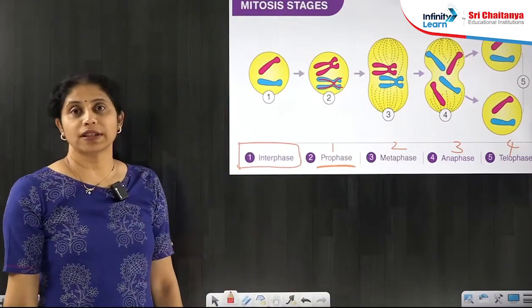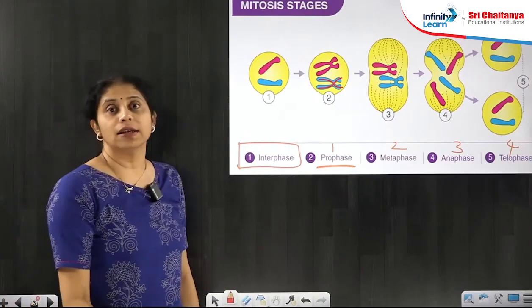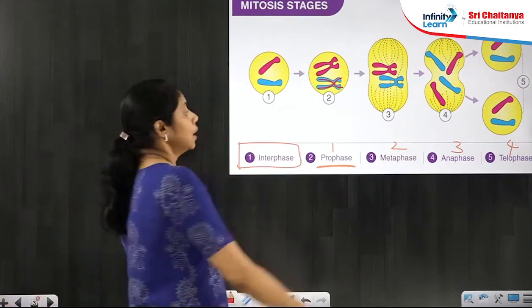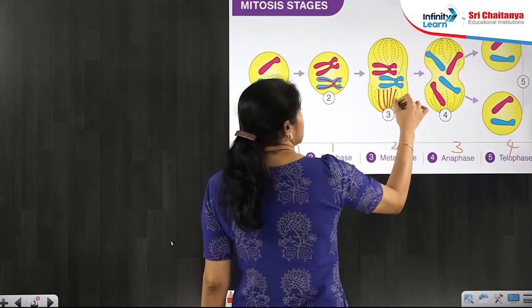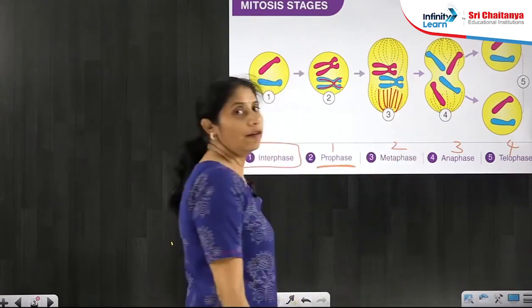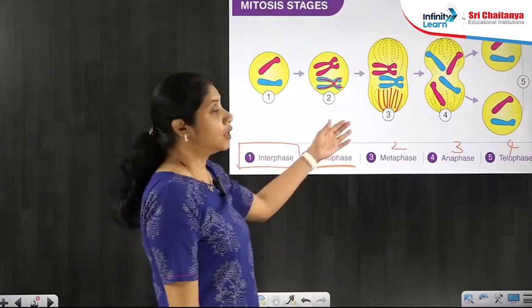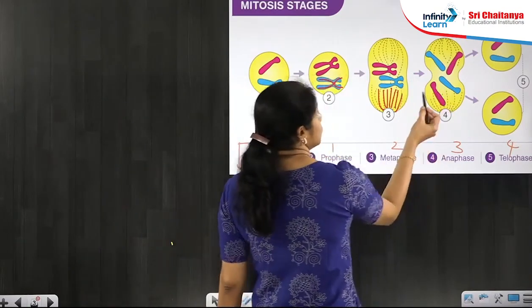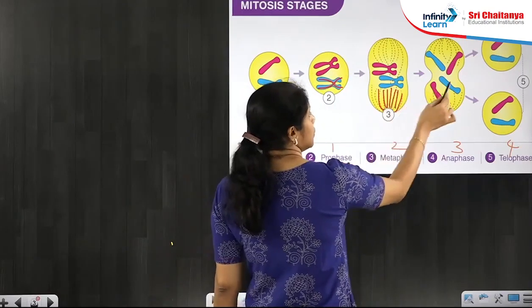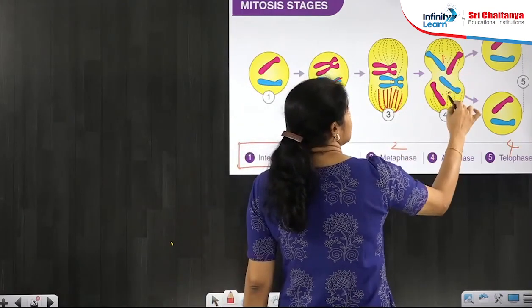Each chromosome is having 2 chromatids, but we can't see them clearly. In the metaphase, you can see that chromosomes are attached to these small thread-like structures called spindle fibers. In this picture, that's what you can see. Then this blue chromosome is splitting into 2 parts, 1 and 2 chromatids.